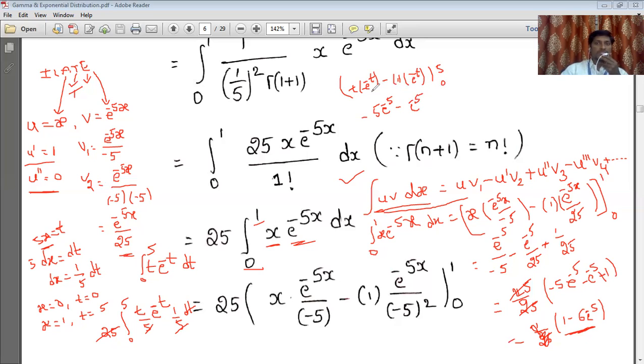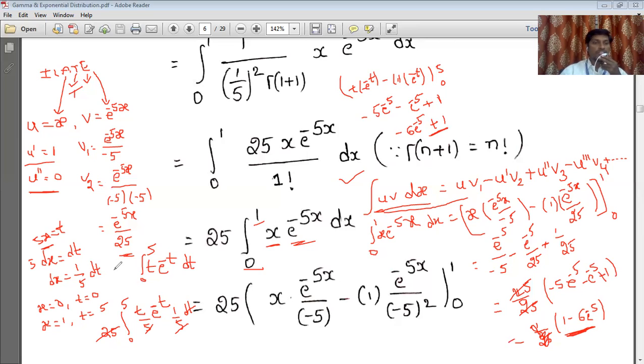Next if you substitute the lower limit, 0 into anything is 0, and when you substitute the lower limit the sign will change, minus becomes plus, e power 0 is nothing but 1. So minus 5 minus 1 is minus 6 e power minus 5 plus 1. So finally what we got here is 1 minus 6 e power minus 5. If you see, we got the same answer: 1 minus 6 e power minus 5.